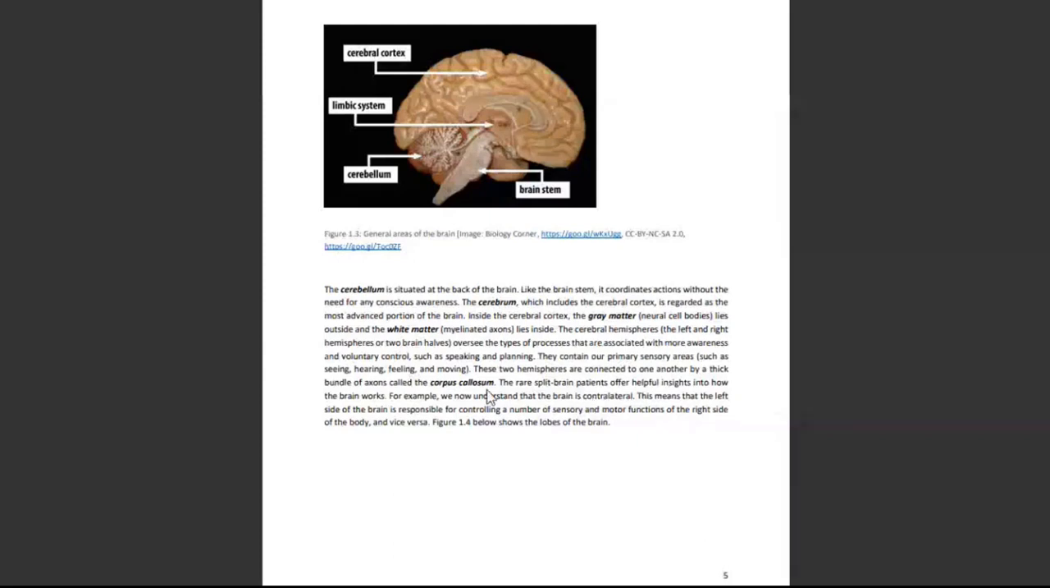The split brain patients offer helpful insight into how the brain works. For example, we now understand that it's contralateral. They say this means that the left side of the brain is responsible for a number of sensory as well as motor functions on the right side of the body, and vice versa. So it's left, right. Your body has a rhythm. That's what they mean.